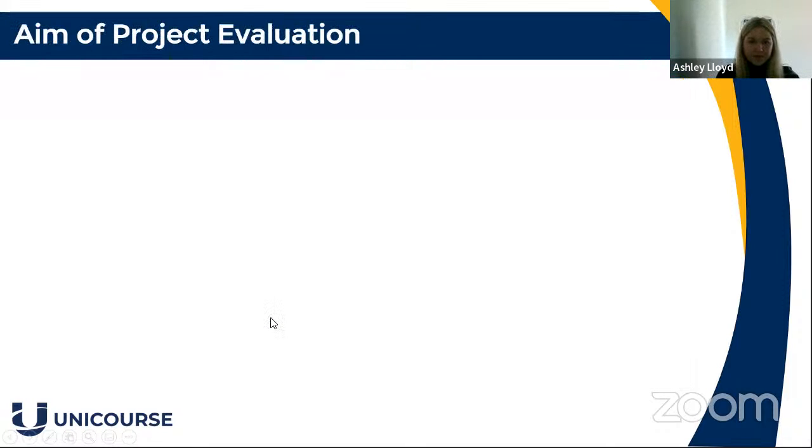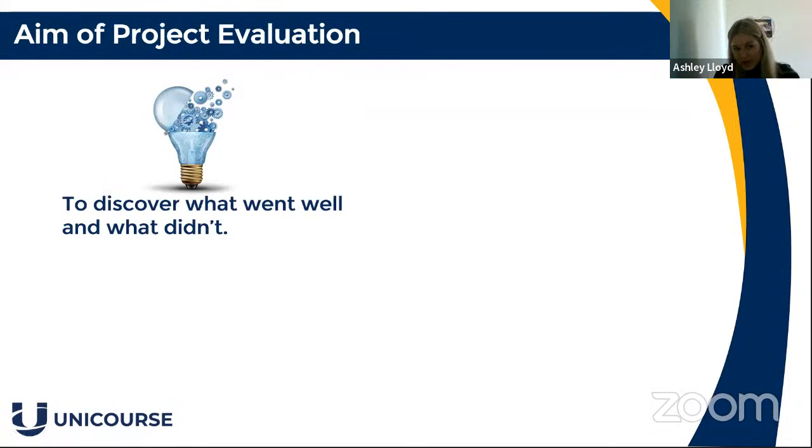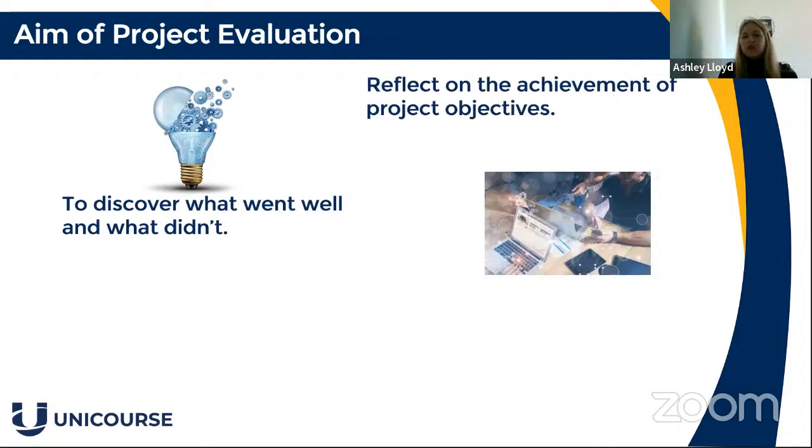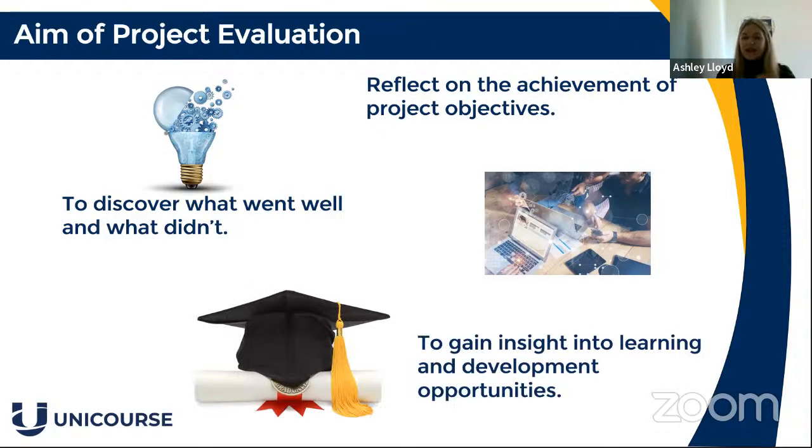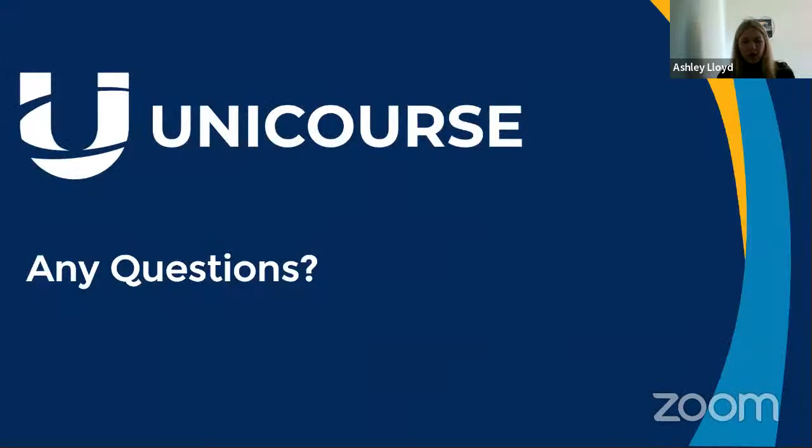So the aim of project evaluation is basically to discover what went well and what didn't, to reflect on the achievements of the project objectives, and finally, to gain insight into learning and development and opportunities. So we have a couple of really important areas to look at when you're evaluating the project. And putting together a good report is one of the really good skills of a project manager, making sure that they've got time allocated aside to be able to close that project effectively.